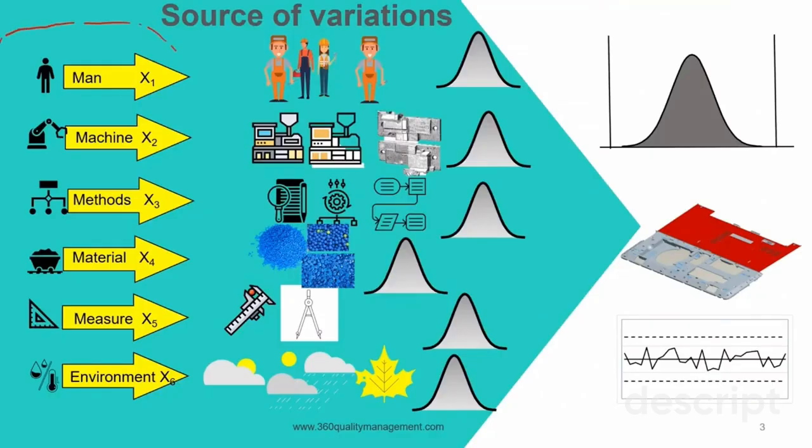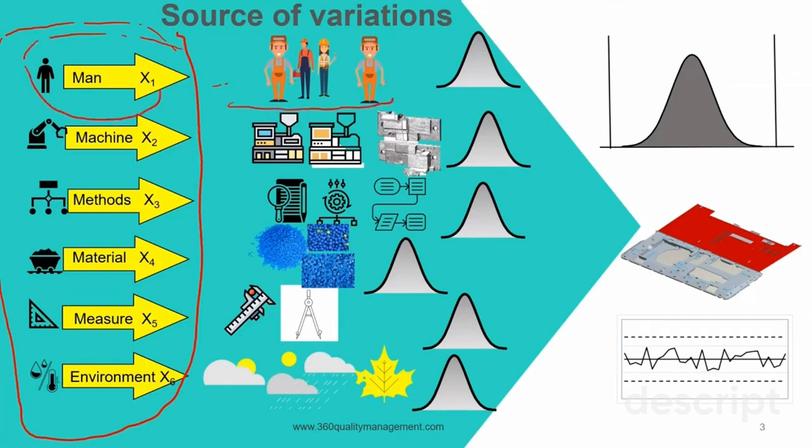Each of the process inputs that we see here, the man, machine, method, material, measure, will have variations. For example, for man, it could be different operators or even the same operator, but they could be operating slightly different from time to time. It's either between variations or within the man itself, there is also a variation.